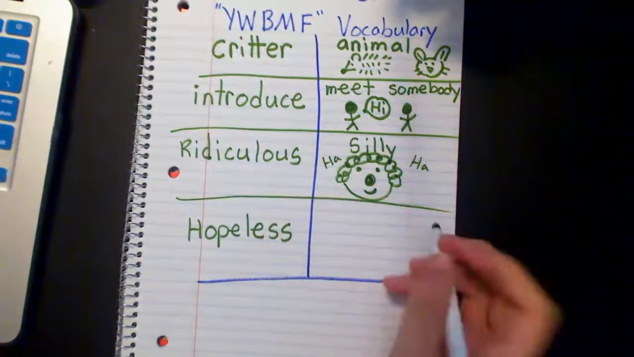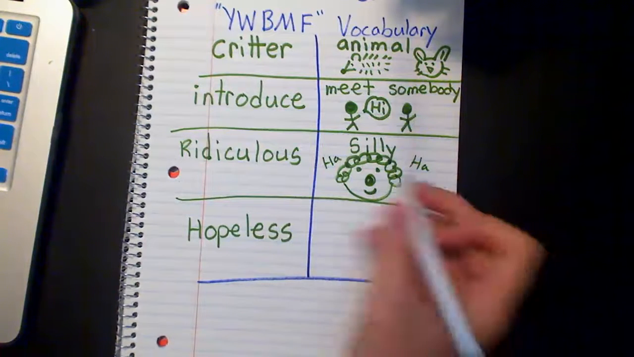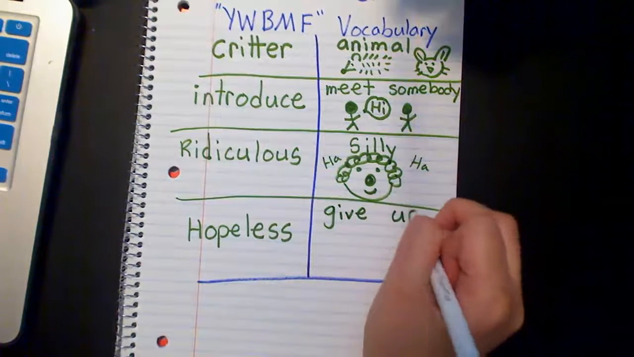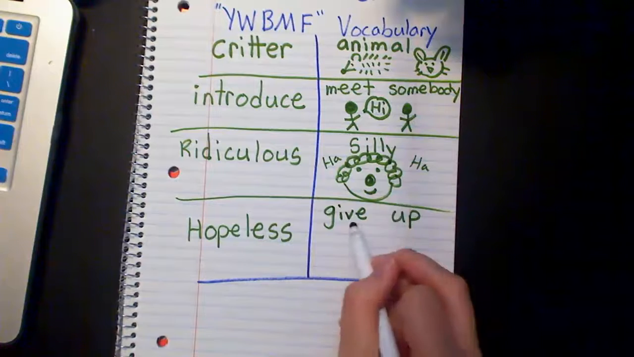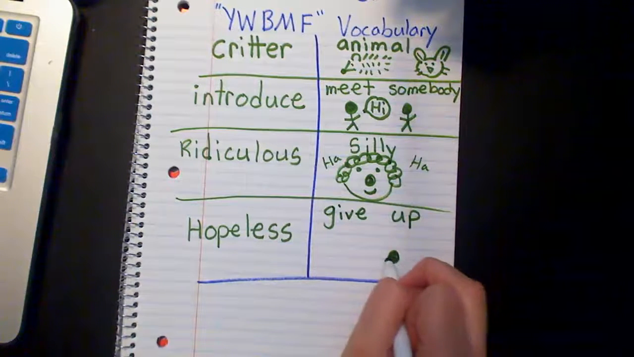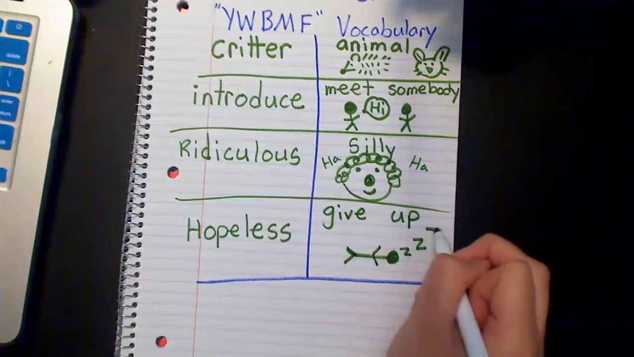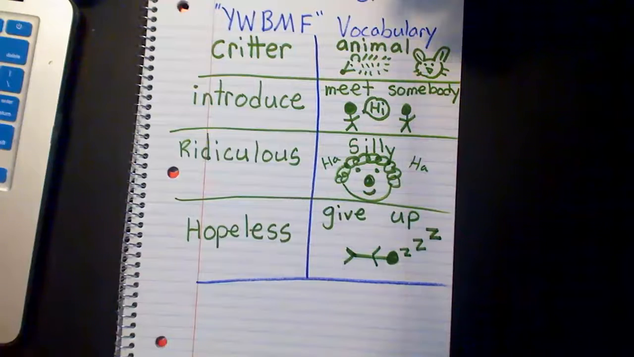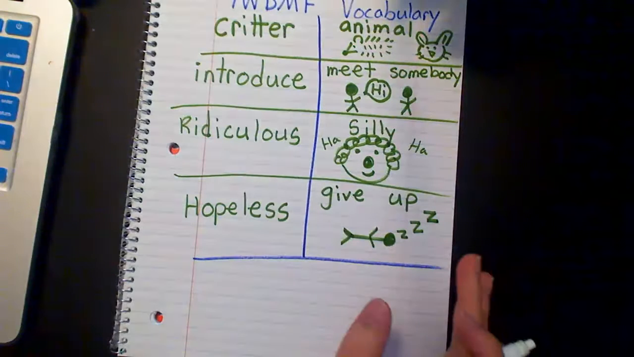And then for hopeless, we drew a person falling asleep because hopeless means to give up, means you're not gonna do it anymore. You're just gonna stop doing whatever it is and you're gonna give up. So we wrote the words give up, and we drew a person laying down sleeping because they gave up. In the story, Lucy was laying down and looking exhausted and tired, so she was giving up.